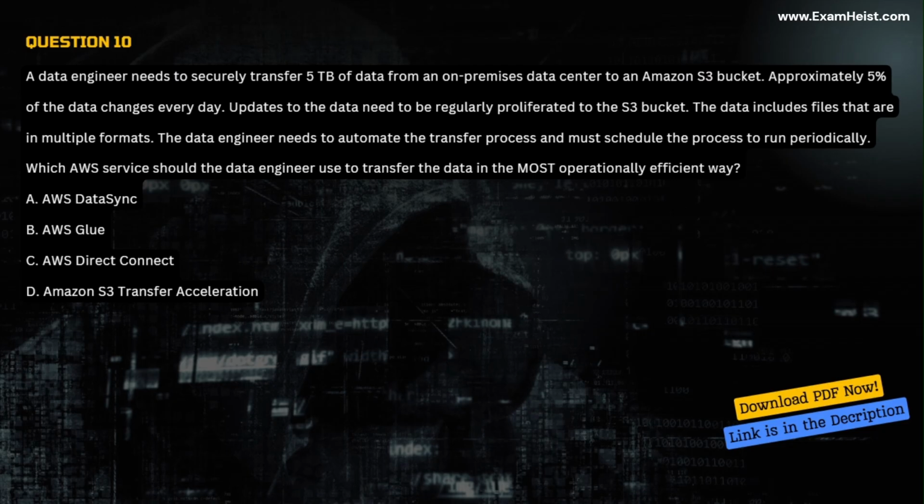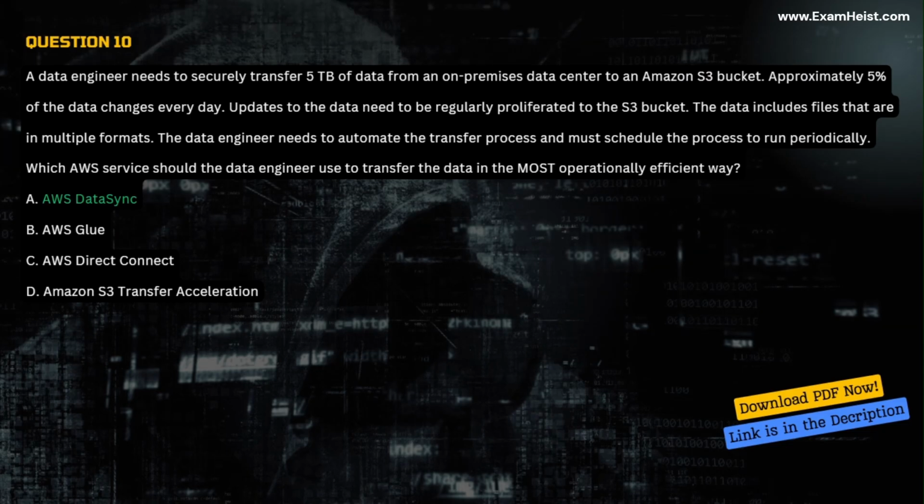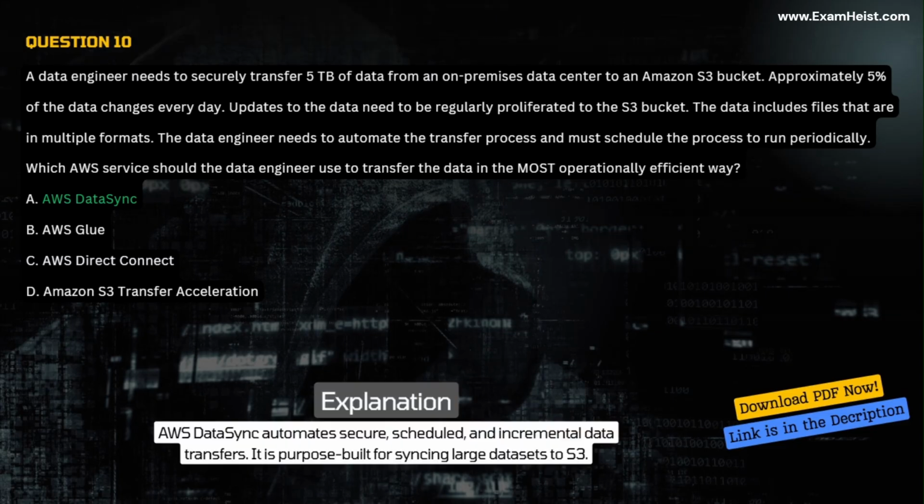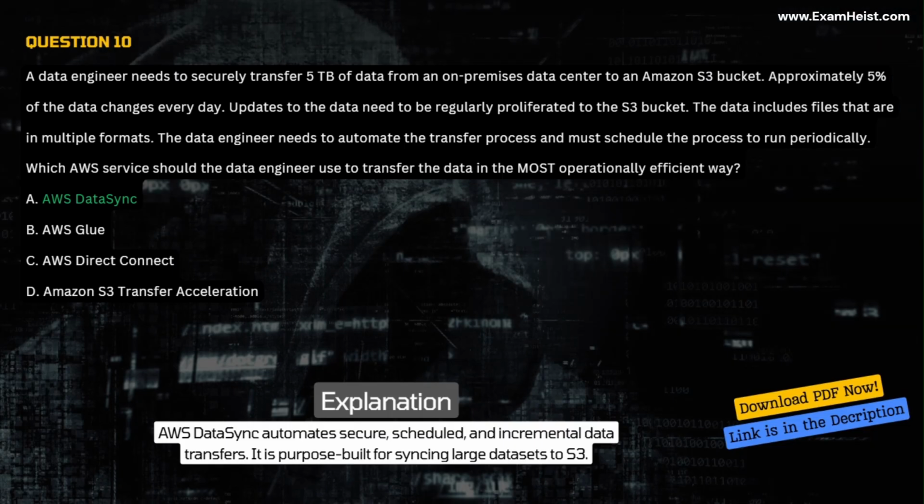A. AWS DataSync. B. AWS Glue. C. AWS Direct Connect. D. Amazon S3 Transfer Acceleration. Correct answer A. AWS DataSync. Explanation. AWS DataSync automates secure, scheduled, and incremental data transfers. It is purpose-built for syncing large datasets to S3.